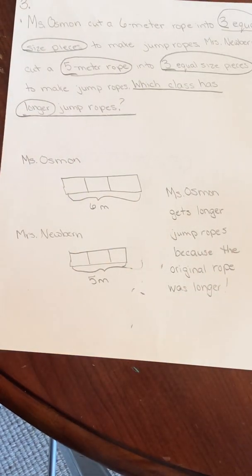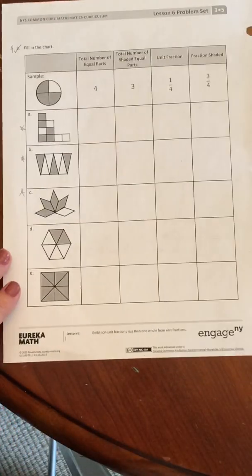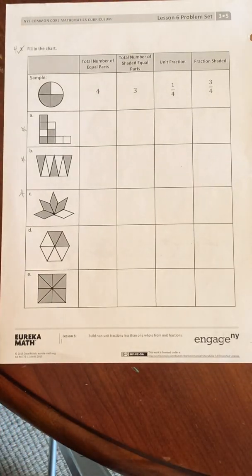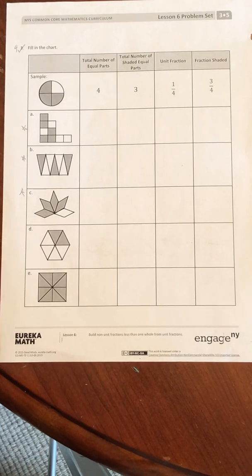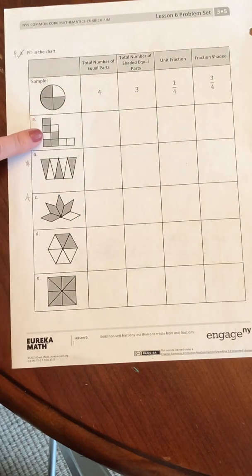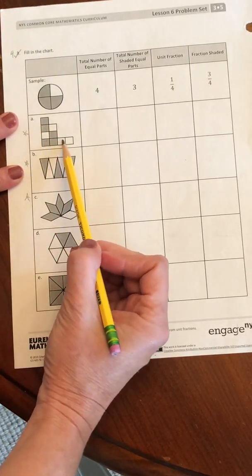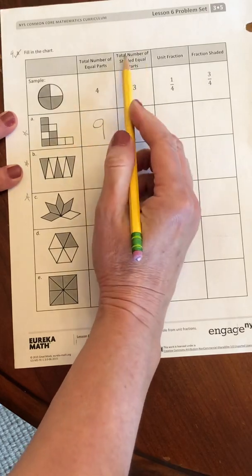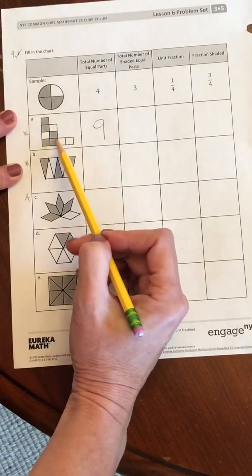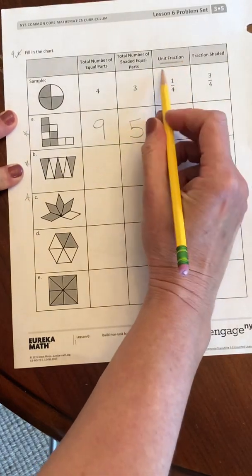Okay? And our last part here that you guys had to do was similar to what we did yesterday in part 1. Okay? This, you only had to do A, B, and C. I didn't do D and E there. So this says the number of equal parts. So you have to count how many equal parts there are. So 1, 2, 3, 4, 5, 6, 7, 8, 9. So that one has 9. Total number of shaded parts, 1, 2, 3, 4, 5. So that's 5.